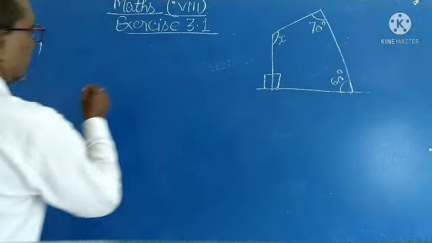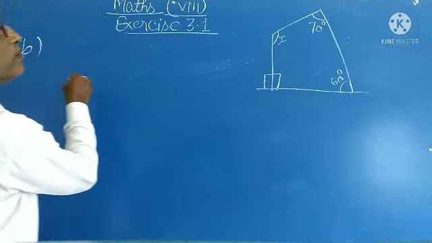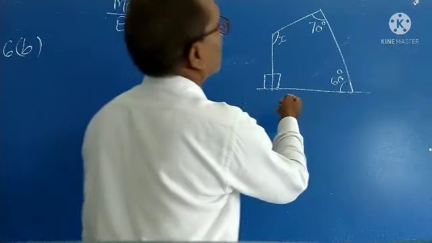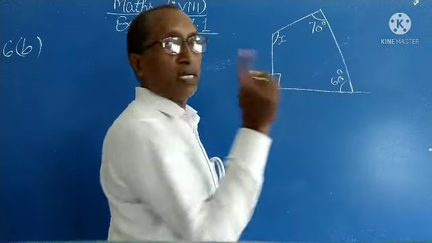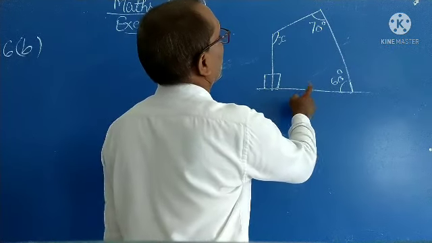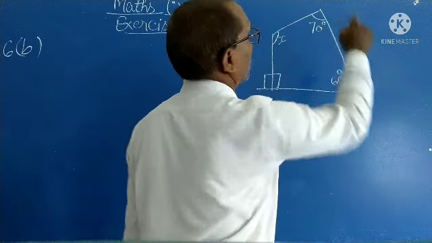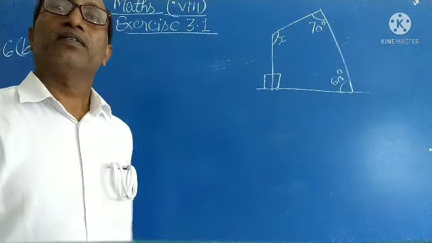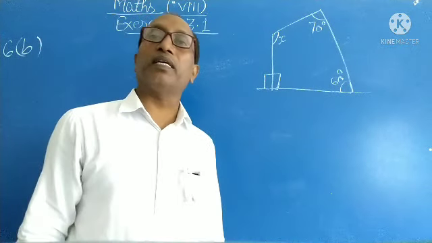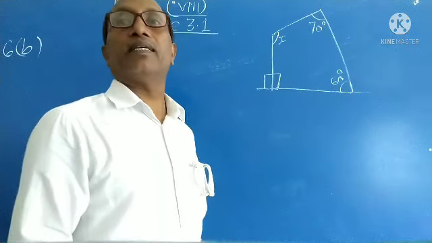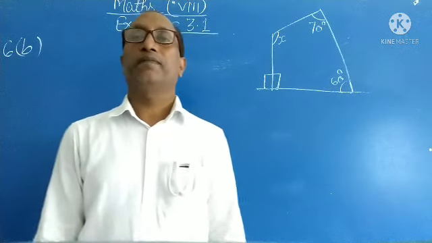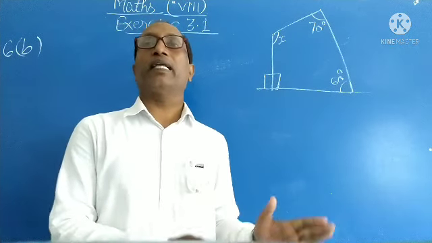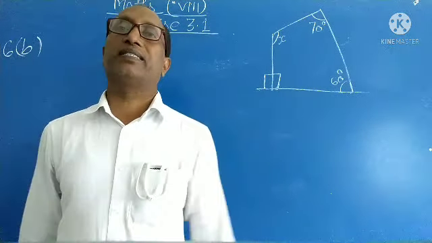Then this is also a quadrilateral because 1, 2, 3, 4, four-sided figure. Then by the angle property of a quadrilateral, the sum of the interior angles of a quadrilateral is 360 degrees.